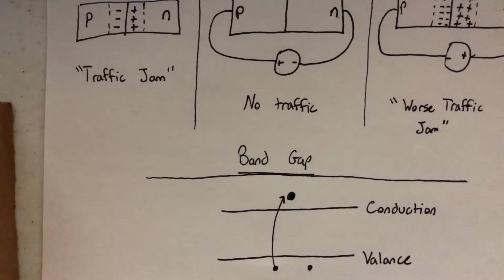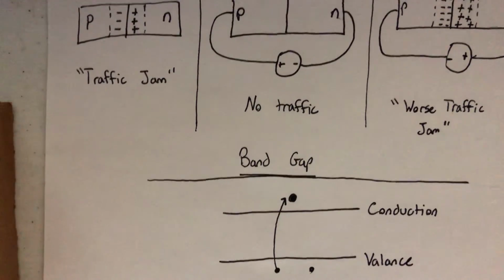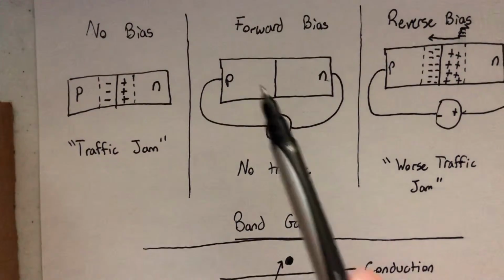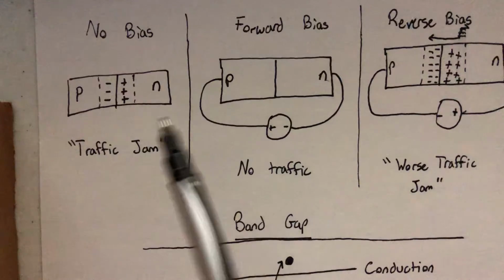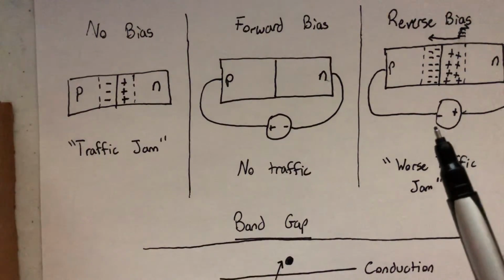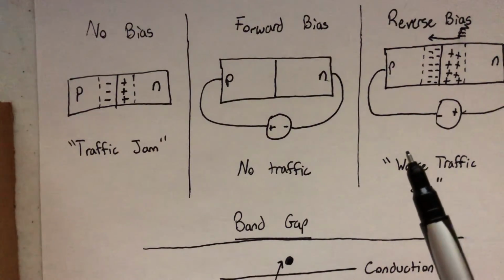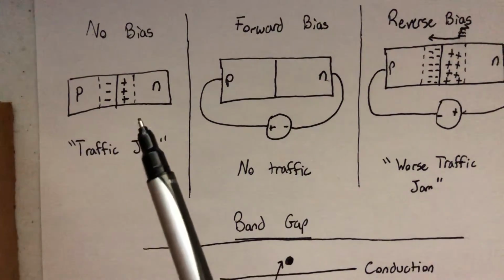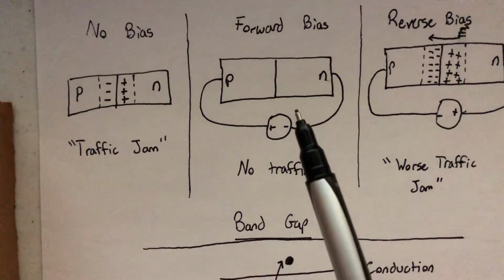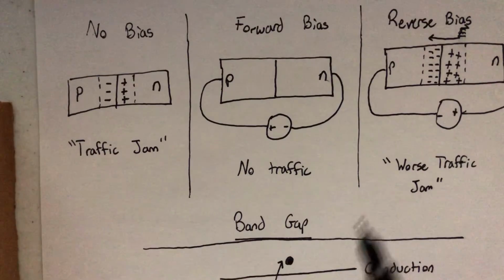So I'd like the viewer to take from this video how exactly a p-n junction is made and how each of these three biases is different in its own way. This is pretty much the default. This is a short and this is an open.